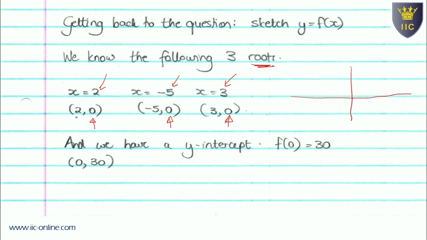So if x is 2, we know that 2, 0 is a coordinate on the graph, minus 5, 0 is a coordinate, and 3, 0 is a coordinate. Also, do you remember that when we plugged in f of 0, we saw it was not a factor, but we did see that when x was 0, y would be 30. So when x is 0, where's y? 30. That's telling us where the graph cuts the y-axis. So we now know where it's cutting the x-axis and where it's cutting the y-axis.